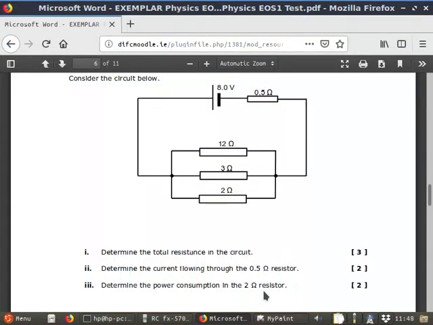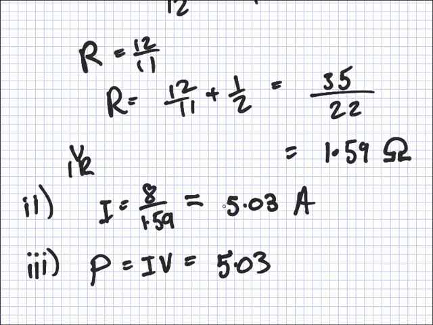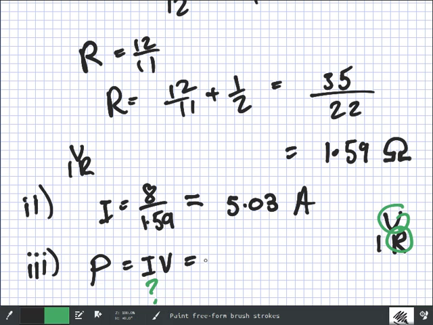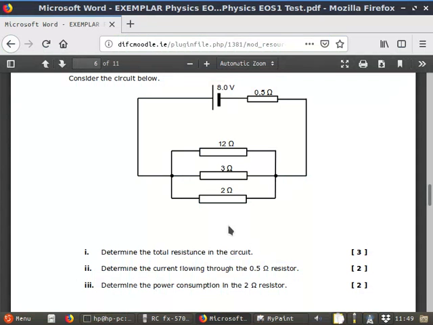Oh, sorry. No, it's wrong. The power consumption in the 2. I was looking at the wrong one. Do we know the current in the 2? We don't. Okay. VIR. Because we don't know the I here, we should replace it with V over R. So if I replace it with V over R, I get V squared over R. Do I know the V in the bottom one?